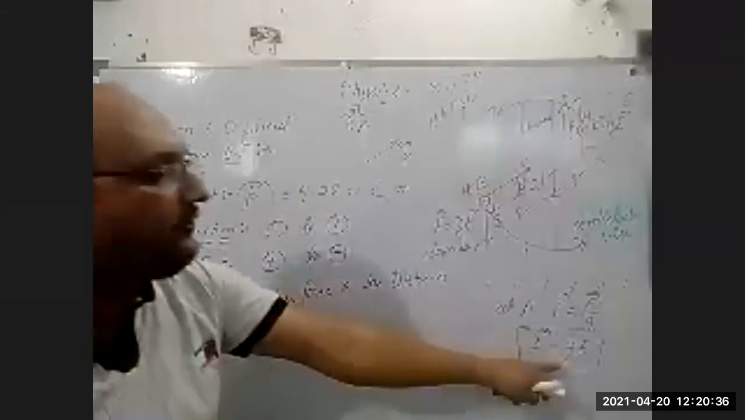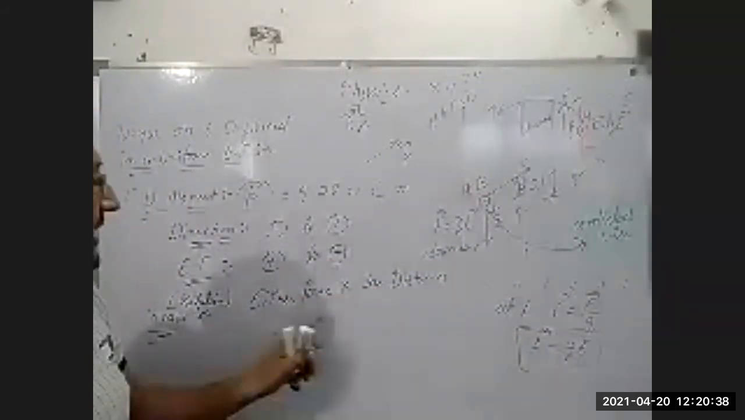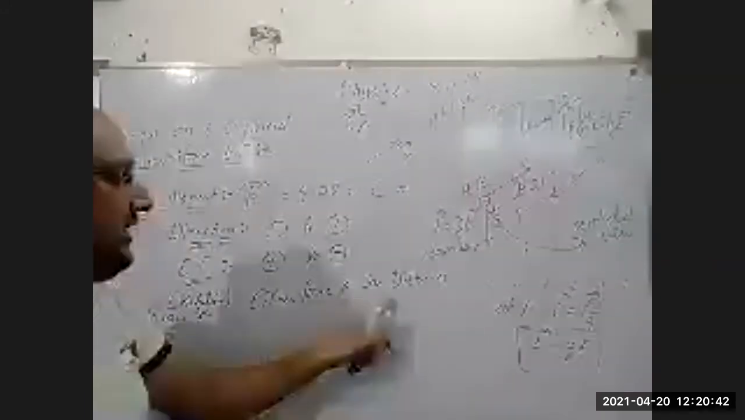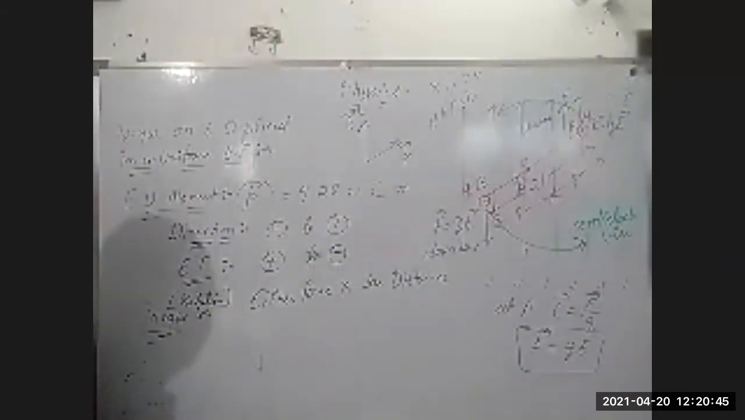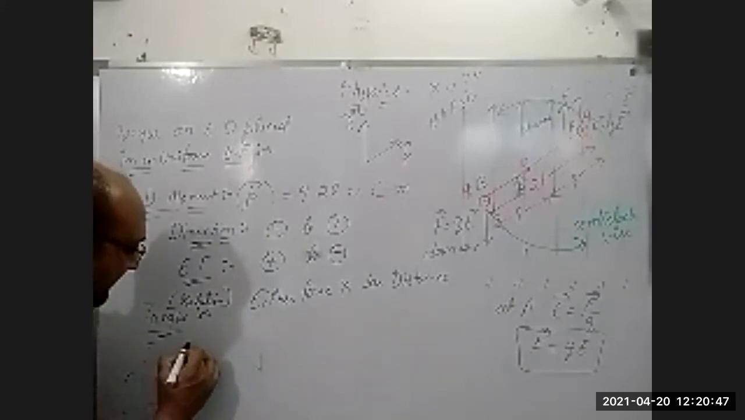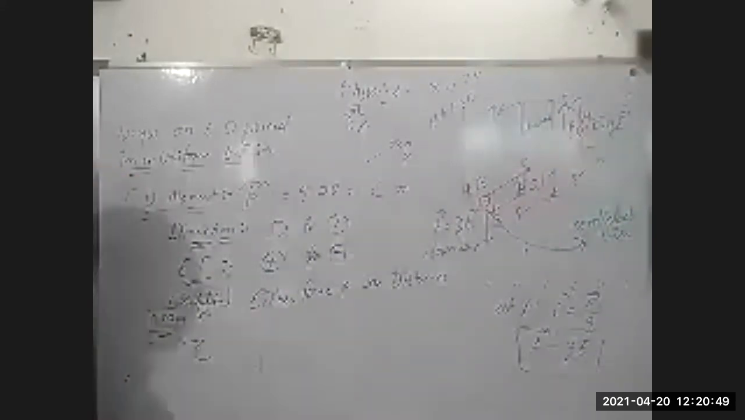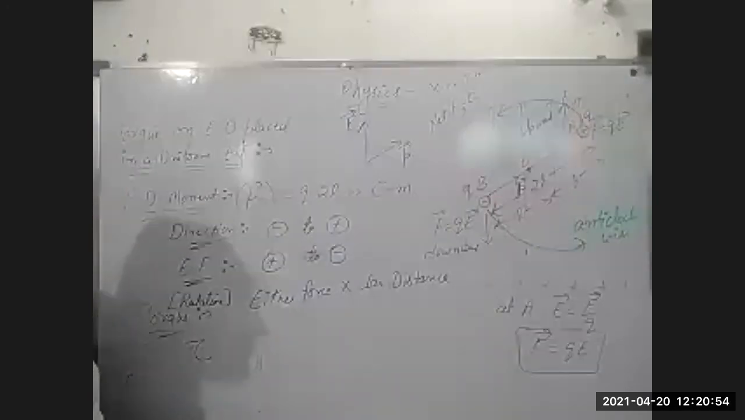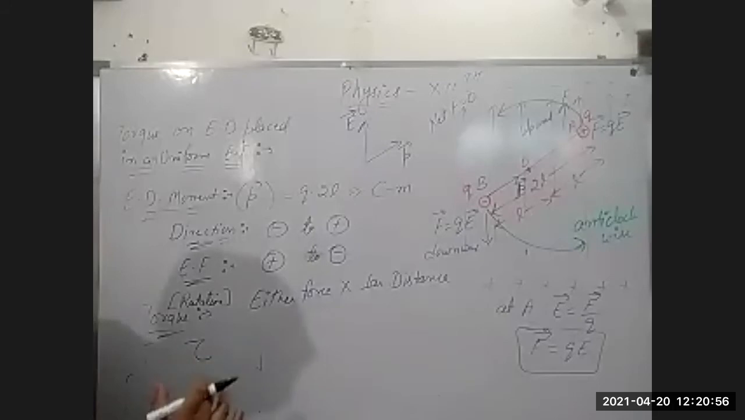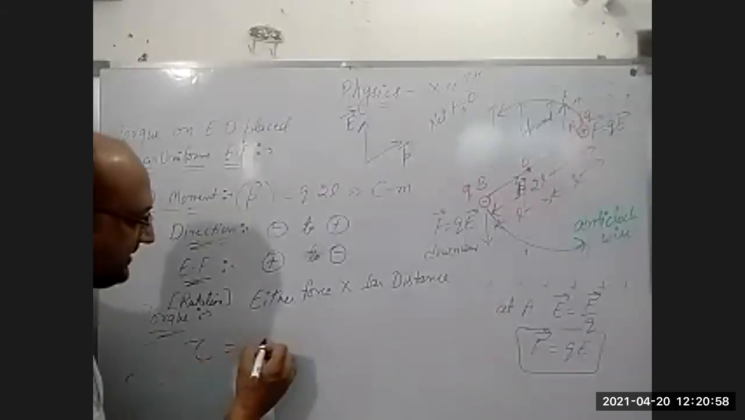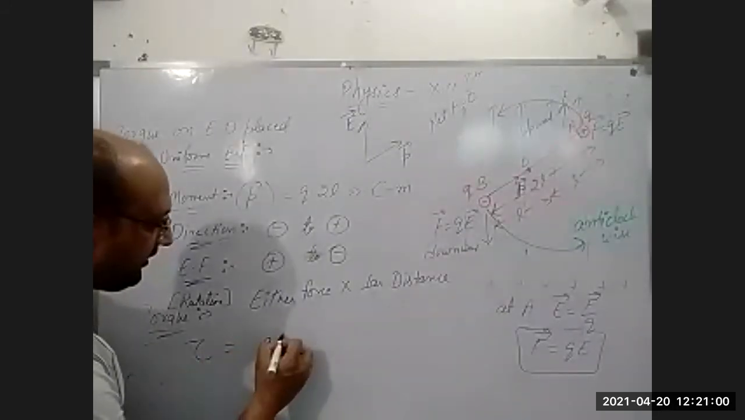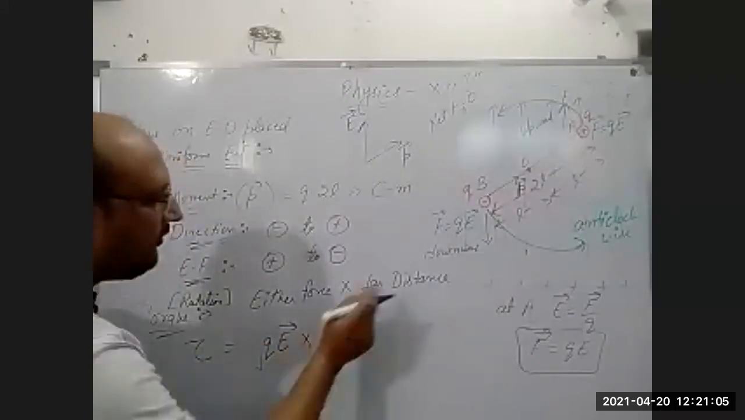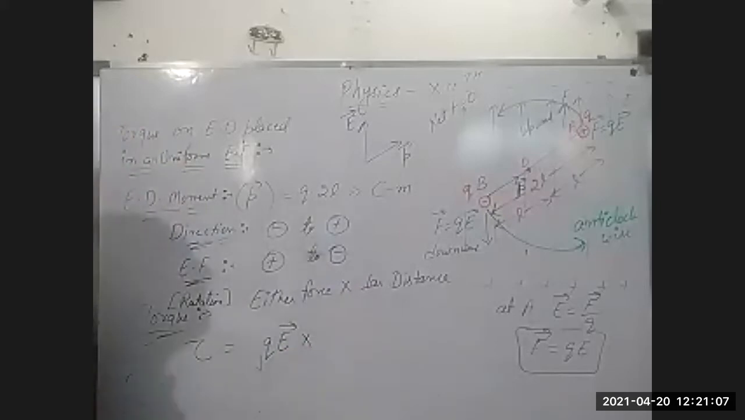Now, this is the method of calculating torque. We require two things here: force and perpendicular distance. Then you can calculate the value of torque, which is represented by the sign tau. The force is QE. And then what is the value of the perpendicular distance?